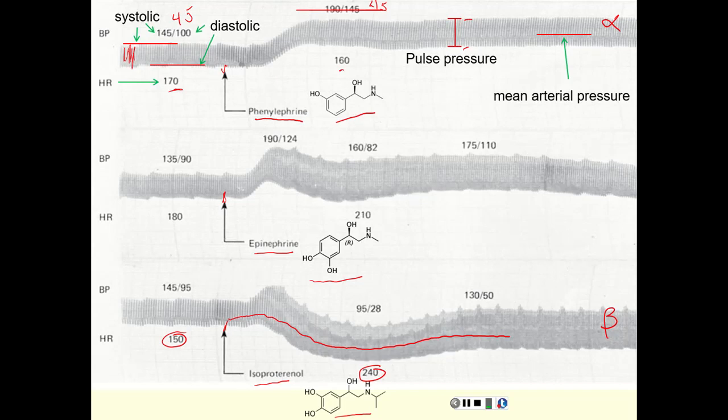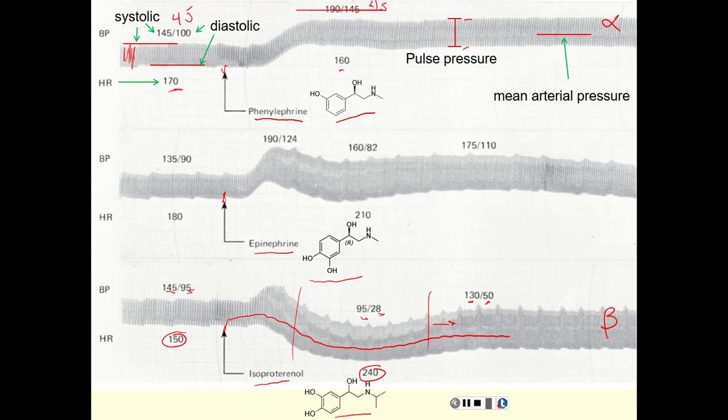The systolic pressure drops from 145 to 95 and then recovers a little bit to 130. The diastolic pressure really drops from 95 to 28 and then recovers to 150. So you could say that this portion is the pure drug effect, and from here out is some reflex compensation. And this was called the beta effect.